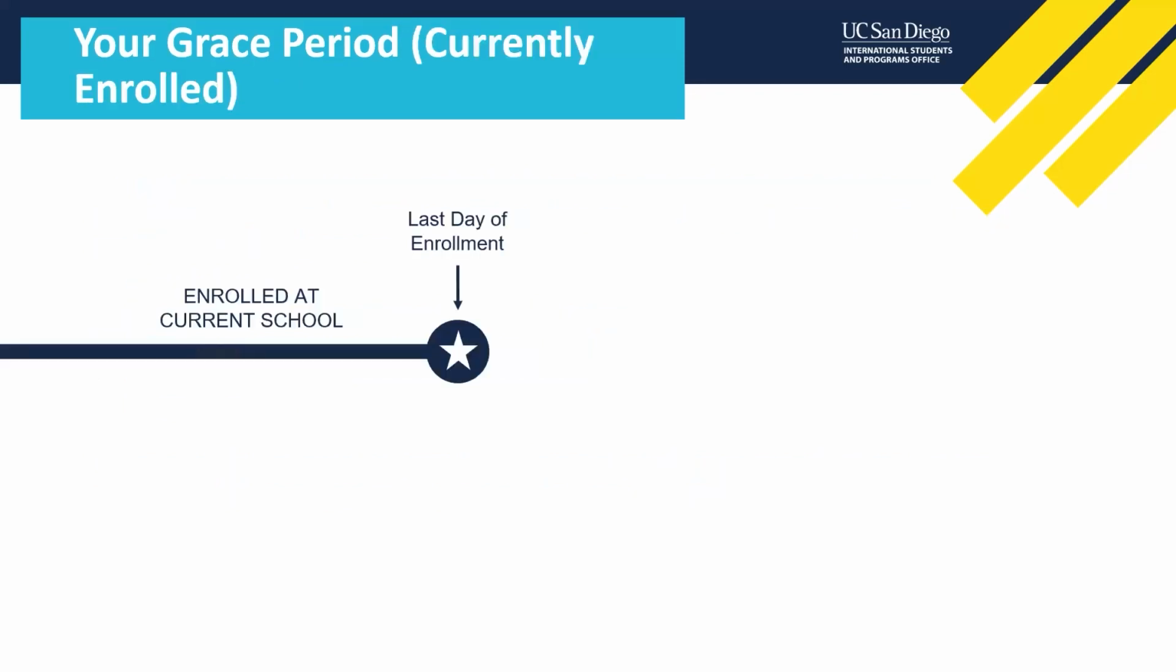So let's look at a visual example to help demonstrate how your program end date is related to your grace period. You can see that in this example, the student is currently enrolled. They are not on OPT. Their program end date is their last day of enrollment at their current school. Immediately following their last day of enrollment, they enter their 60-day grace period.